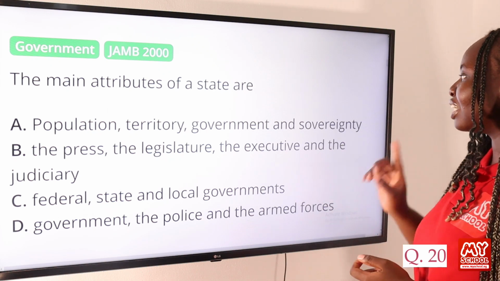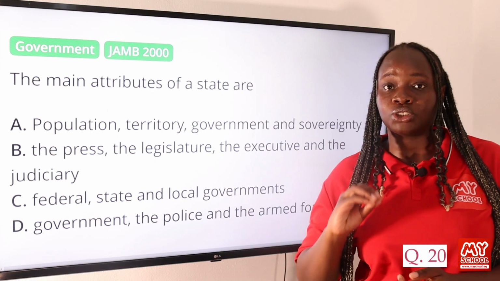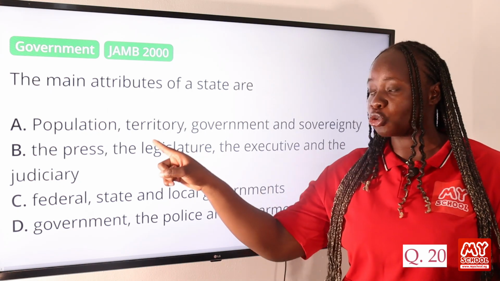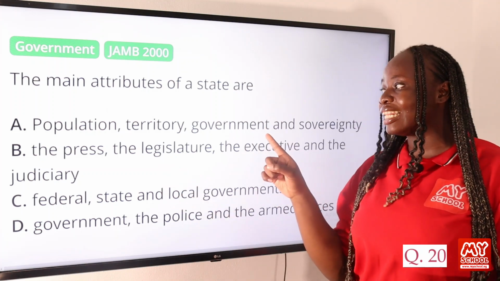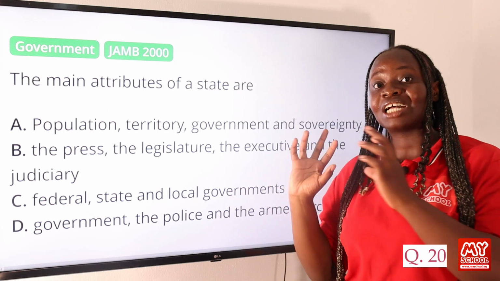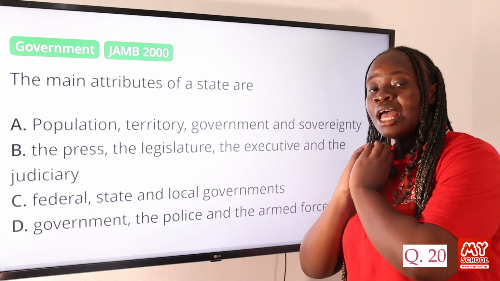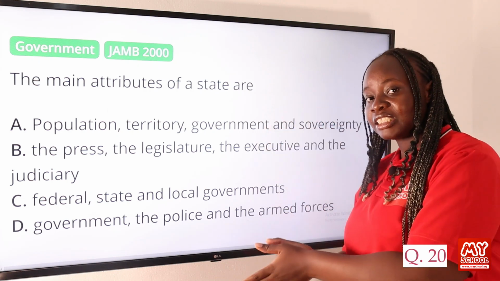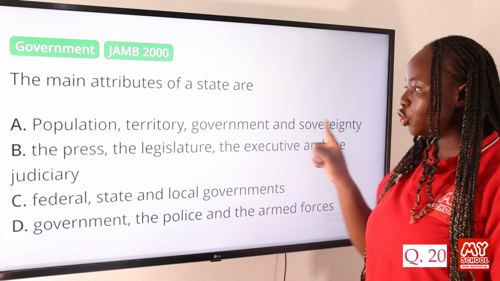Population, territory, government, and sovereignty. These are essential attributes of a state. A state must have a group of people occupying a defined geographical territory with an organized legitimate government. And these states must actually be sovereign. That means it can perform its duties of governing the people without external interference. So these are the main attributes of a state.